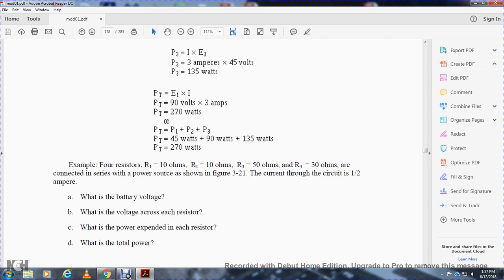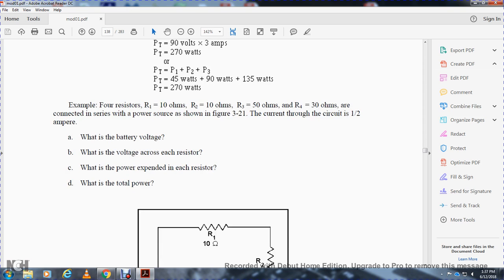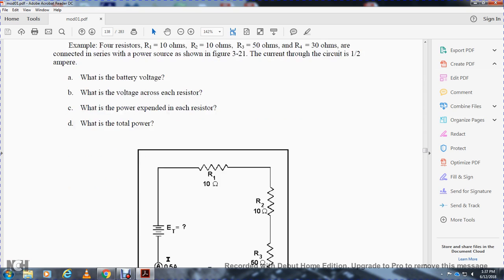For example, resistor 1 is 10 ohms, resistor 2 is 20 ohms, resistor 3 is 50 ohms, and resistor 4 is 20 ohms, connected in series with a power circuit, as in figure 3-21. The current in the circuit is 0.5 amps. What is the battery voltage? What is the voltage across each resistor? What is the power expended by each resistor? What is the total power?